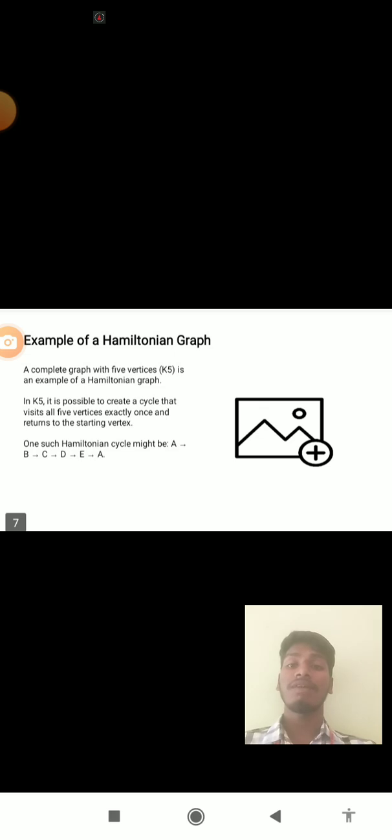Example of the Hamiltonian graph. The complete graph with 5 vertices, K5, is an example of a Hamiltonian graph. In K5 it is possible to create a cycle that visits the 5 vertices exactly once and returns to the starting vertex. One such Hamiltonian cycle might be A implies B implies C implies D implies E implies A.